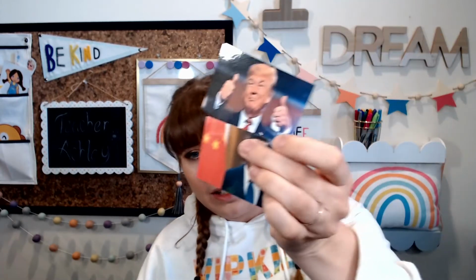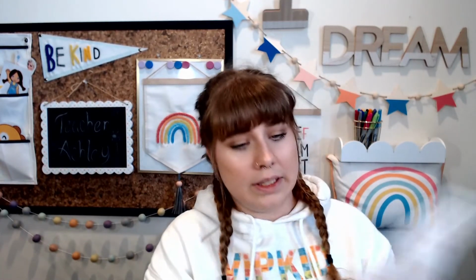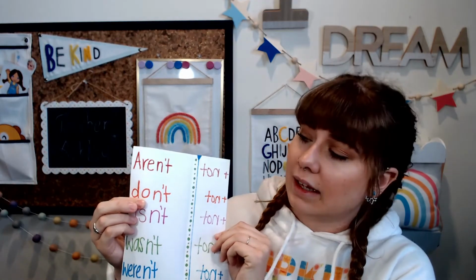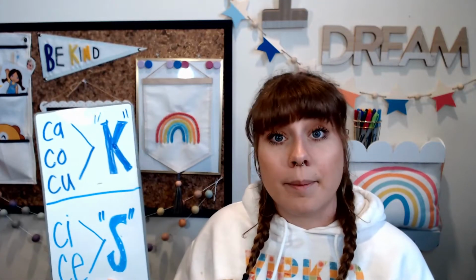I've got some pictures of American and Chinese leaders. I've got pictures of some landmarks. I've also got this really neat prop to demonstrate contractions. R plus not equals aren't. Look at that. Found that idea on the internet. Pretty cool. Lastly, I have my whiteboard.